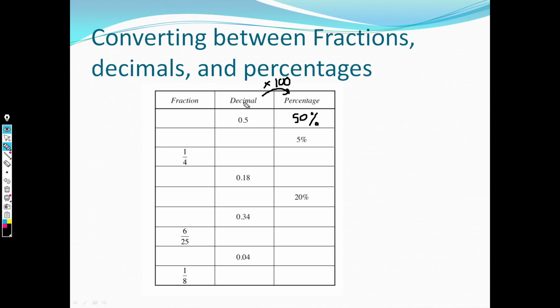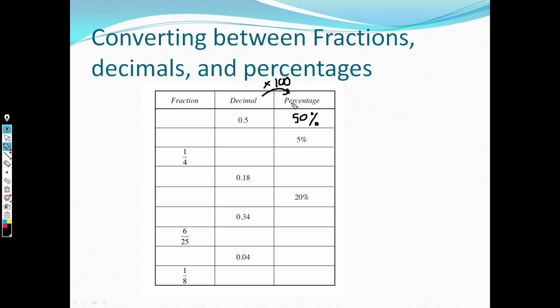But again, to go from decimal to percentage, you're multiplying by 100. So this one right here would be 18%. That one would be 34%. That one would be 4%. Remember again that when you multiply by 100, your decimal point moves to the right twice. So here it's going to move to the right twice, and then you get 18. Here it's going to move to the right twice, and you're going to get 34.